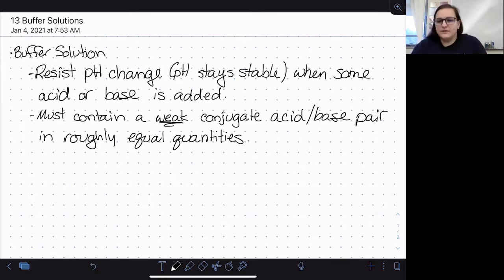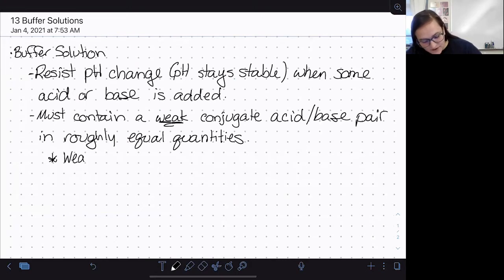So the way that this works, we know that the conjugate base of a weak acid is a weak base. So by having the conjugate pair in solution together, you have both a weak acid and a weak base already present in your solution. So the weak acid in your solution, which we're going to represent as HA for just generic acid, reacts with any added base.